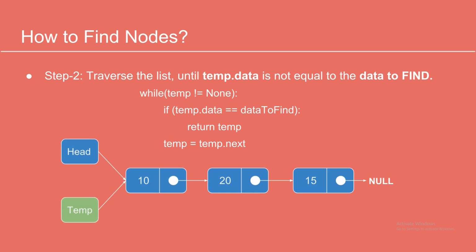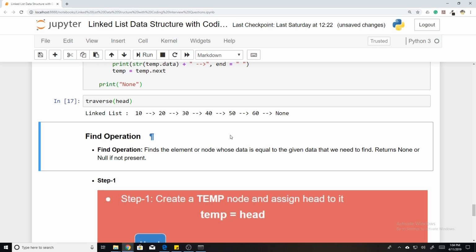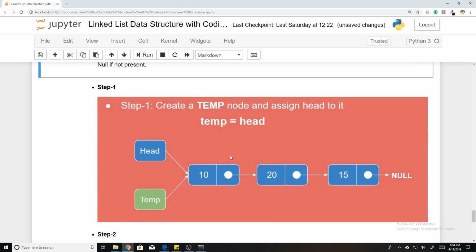Initially, we are at node 10. If the data to find was 10, then we had stopped here and returned the node 10. Now we are at node 20. If the data to find was 20, then we had stopped here and returned the node 20. Now we are at node 15. If the data to find was 15, then we had stopped here and returned the node 15. Now temp is equal to none. It is the case when we don't find the given data in the list, so we will return none in this case.